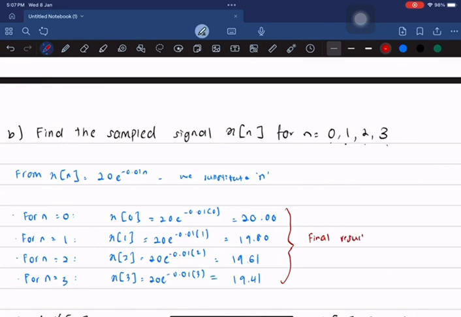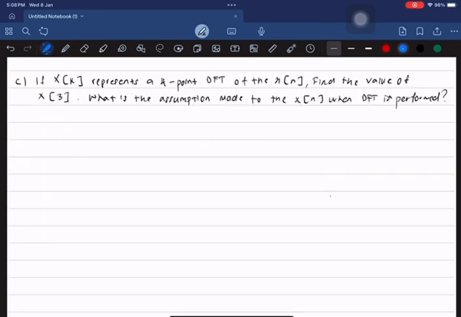Alright, for the next question, C. If X[k] represents the 4-point DFT of x[n], find the value of X[3]. What is the assumption made on x[n] when the DFT is performed? First of all, we recall x[n] again, which is 20.00, 19.80, 19.61 and 19.41. We recall x[n] because we want to use these values.